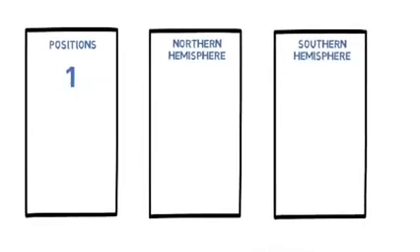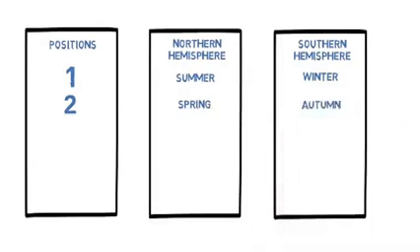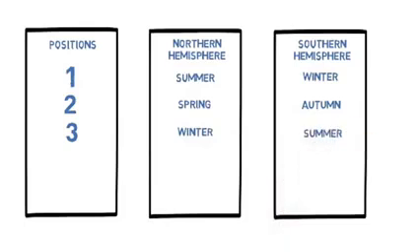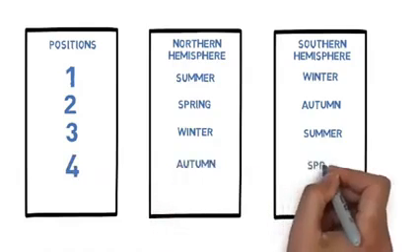At position 1, northern hemisphere is experiencing summer and southern hemisphere is experiencing winter. At position 2, northern hemisphere will have spring and southern hemisphere will have autumn. At position 3, northern hemisphere will have winter and southern hemisphere will have summer. And at position 4, northern hemisphere will have autumn and southern hemisphere will have spring.